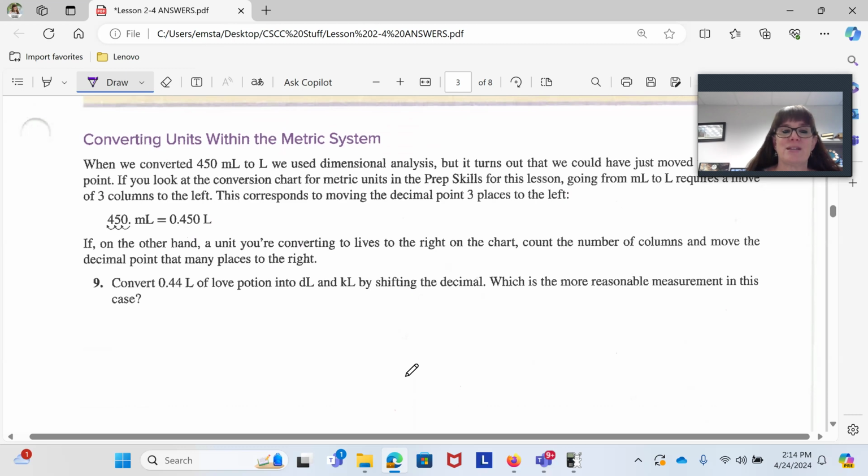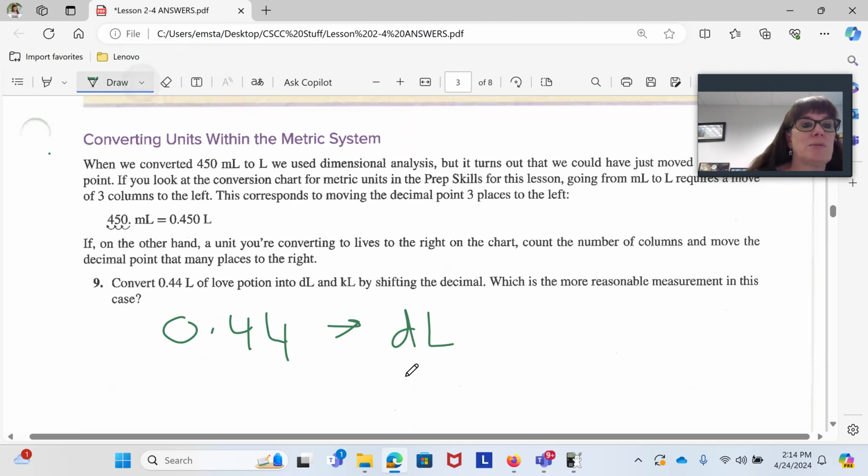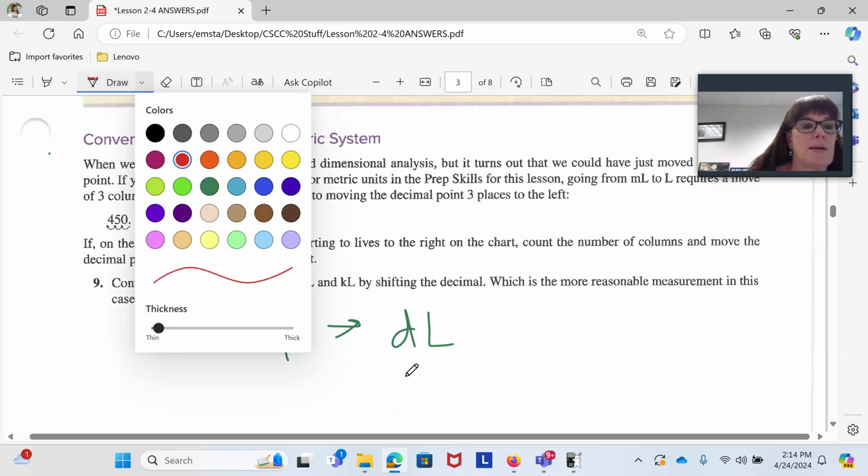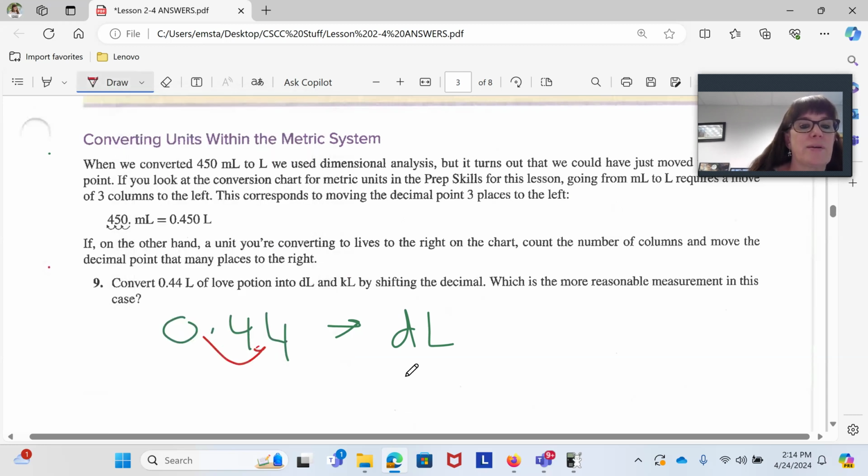So in number 9, they're asking us to do 2 things. We're taking 0.44 liters. In the first one, oops, I didn't finish my 4. We're converting into deciliters. Well, I know that deciliters is 1 column to the right of the base unit. So I'm going to take my decimal and move it 1 place to the right, leaving me with 4.4 deciliters.